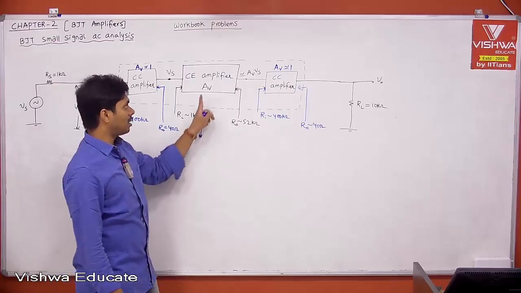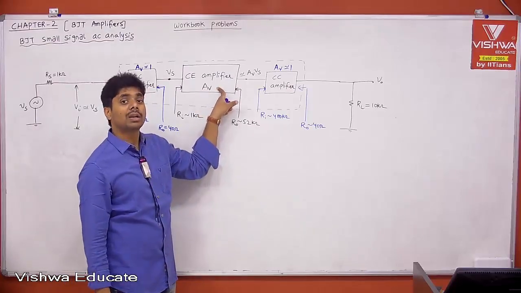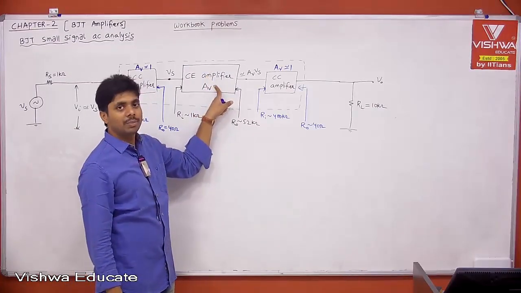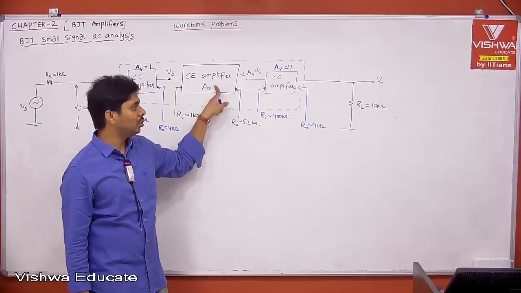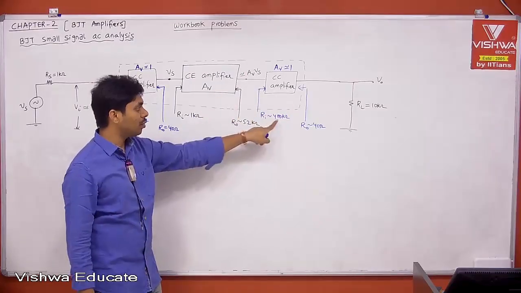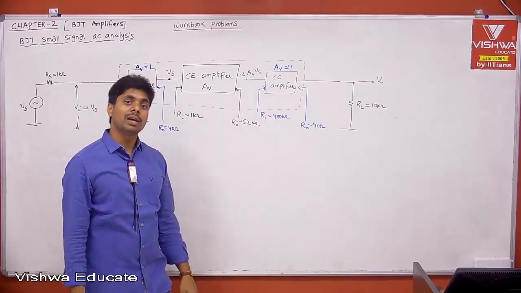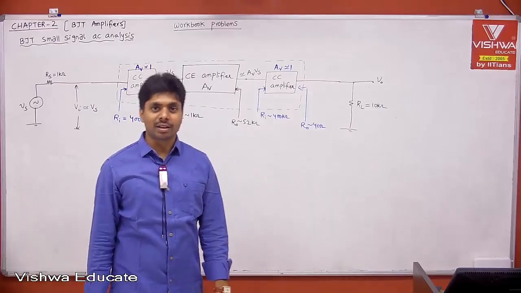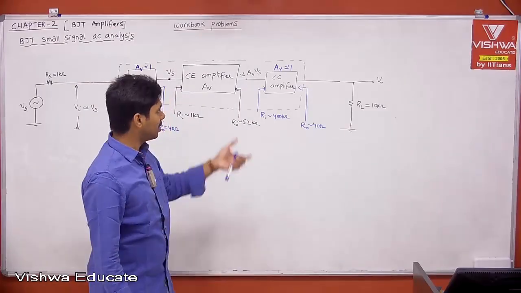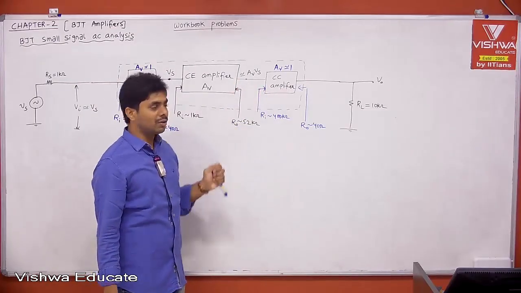And if you observe, I am not taking AV equal to minus 400, which we got from the CE amplifier, because that AV equal to minus 400 is with the load of 10K. But now the load is 400K. Now the voltage gain will improve like anything, right? It is increased because of the CC amplifier. That's why I am not saying 400.